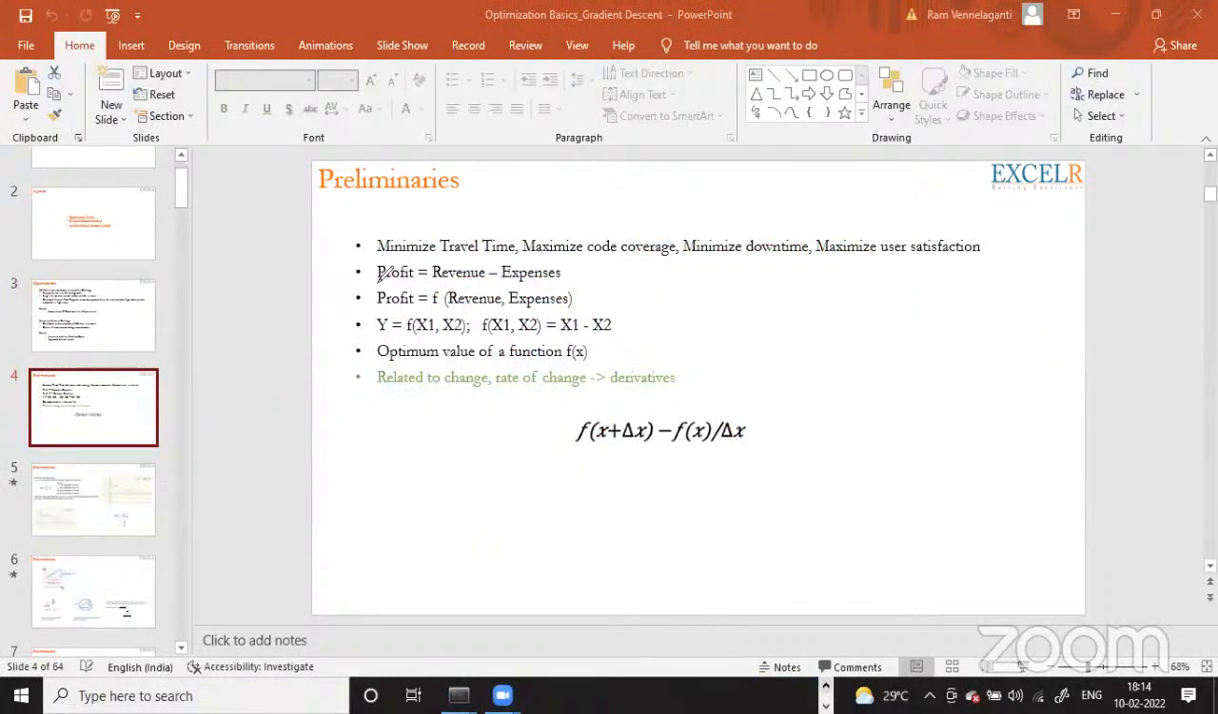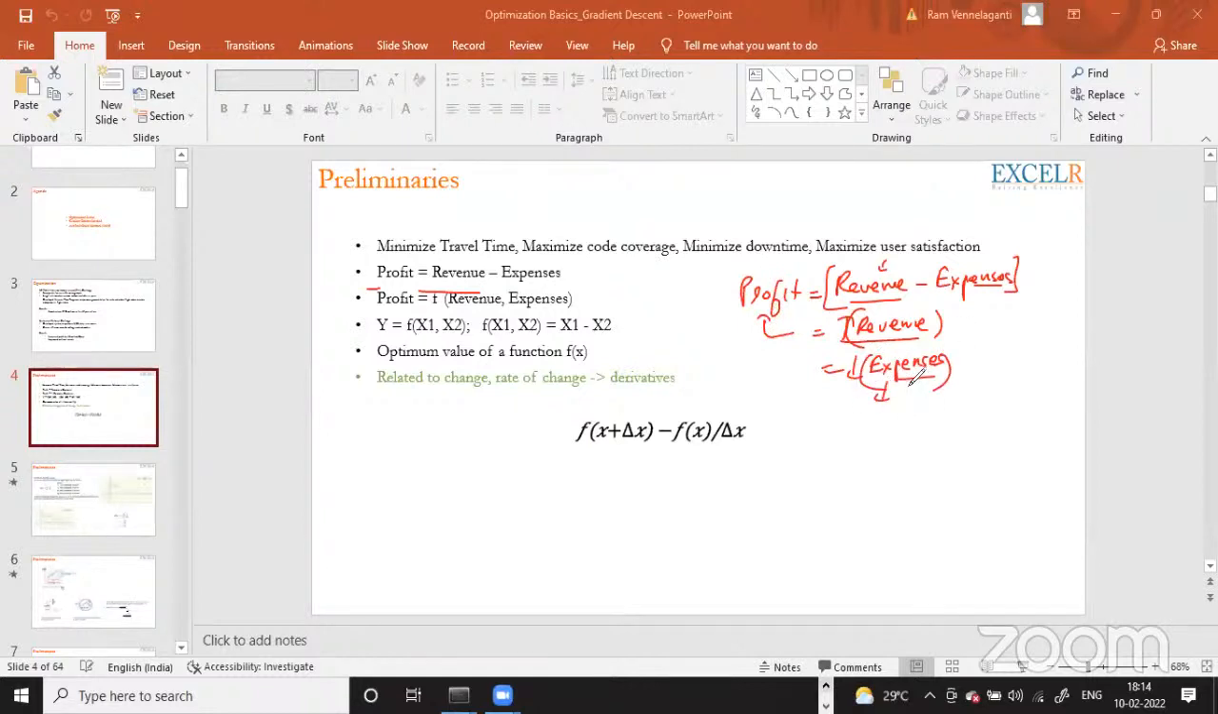Suppose you have profit. So profit is a variable. It is a function of revenue and expenses. Now you can either maximize your revenue to improve your profits, or you can minimize your expenses to improve your profits. So I want to study what kind of impact my revenue variable is going to have on my profits, and what kind of impact my expenses variable is going to have on my profits.